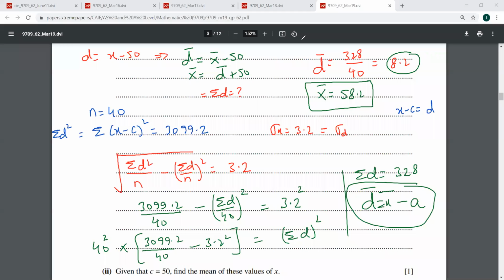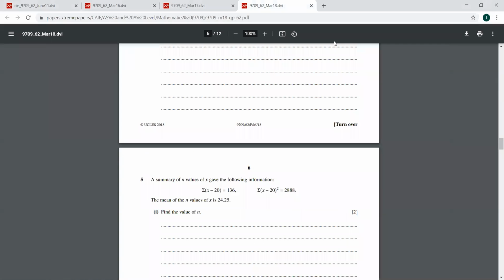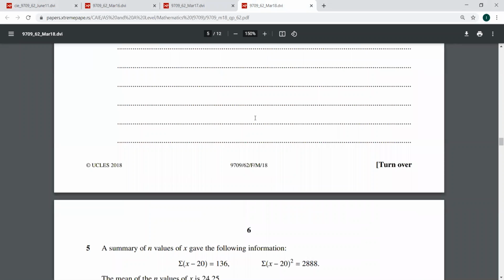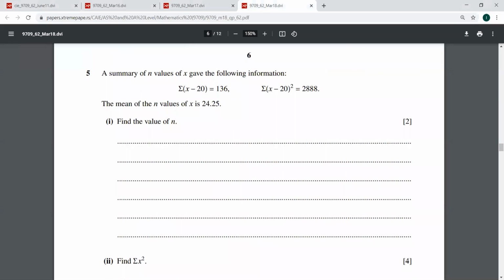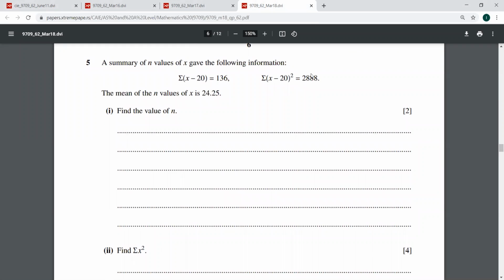So let's move to another question now. I'm going to close this. The next question that I have here is from February-March 2018, variant 62. This is basically the Indian paper because in India they have exams in February and March. Give it a try and then I'll do this for you.